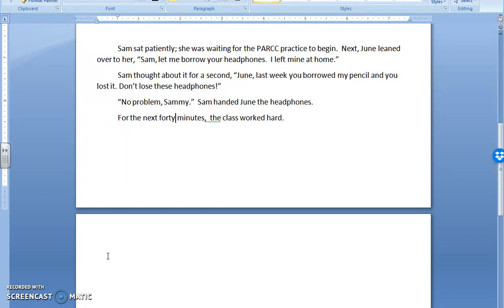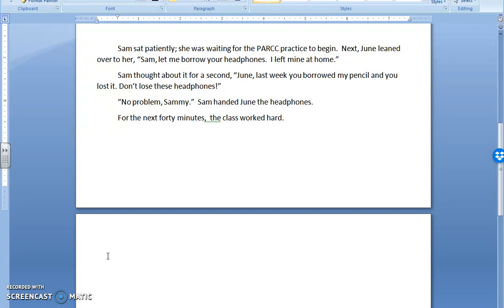So right now I wrote, Sam sat patiently. She was waiting for the practice to begin. Next, June leaned over to her. Sam, let me borrow your headphones. I left mine at home. Sam thought about it for a second. June, last week you borrowed my pencil and you lost it. Don't lose these headphones. No problem, Sammy. Sam handed June the headphones. For the next minute, the class worked hard. The next 40 minutes, the class worked hard.